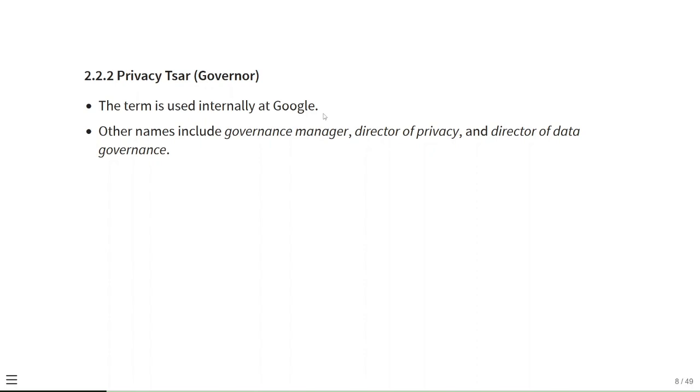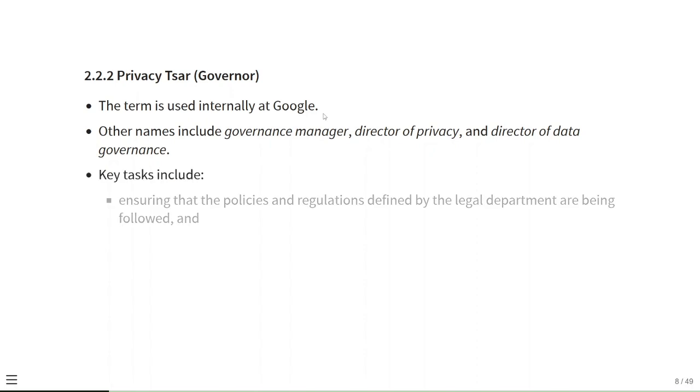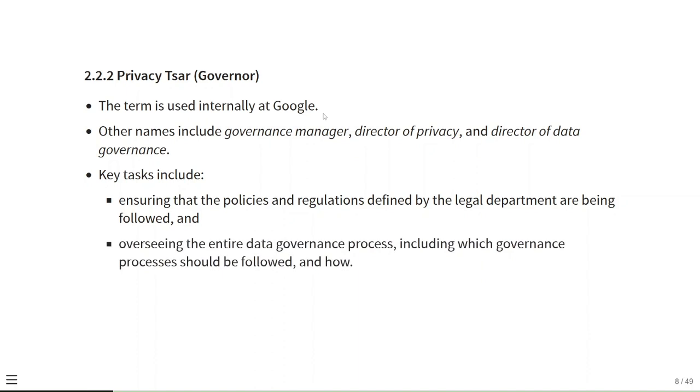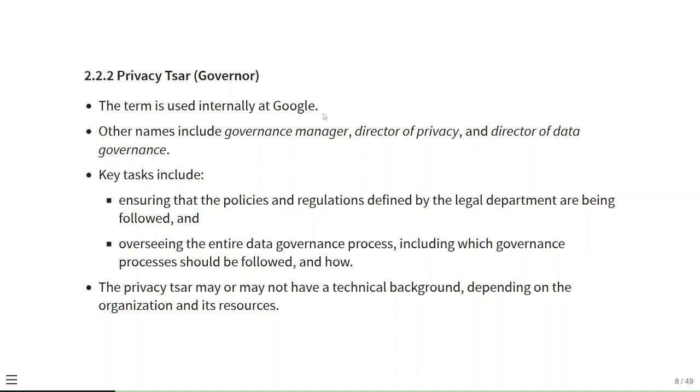The privacy czar, belonging to the governor category, is a term used internally at Google, and other names include governance manager, director of privacy, and director of data governance. Key tasks include ensuring that the policies and regulations defined by the legal department are being followed, and overseeing the entire data governance process, including which governance processes should be followed and how. The privacy czar may or may not have a technical background, depending on the organization and its resources.